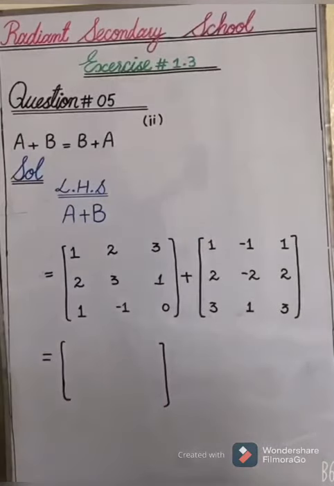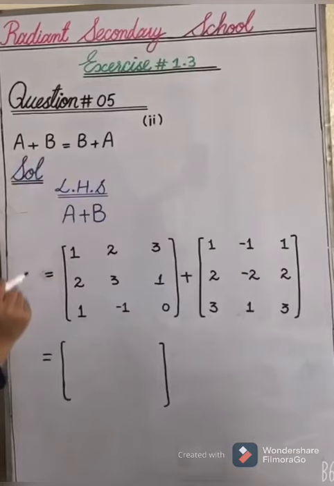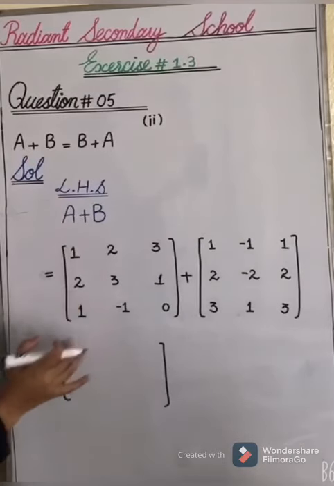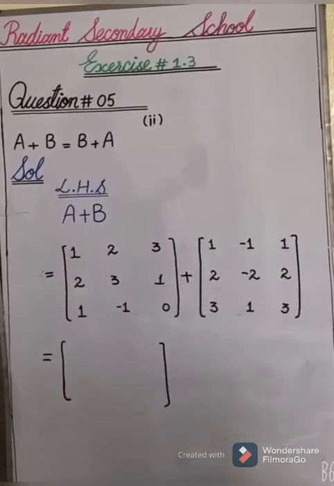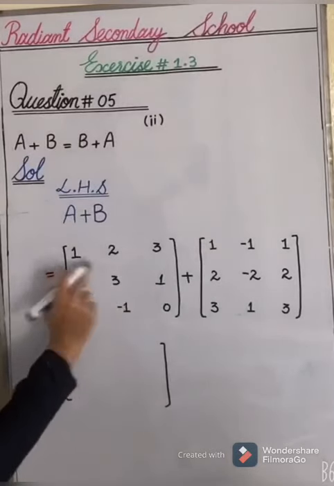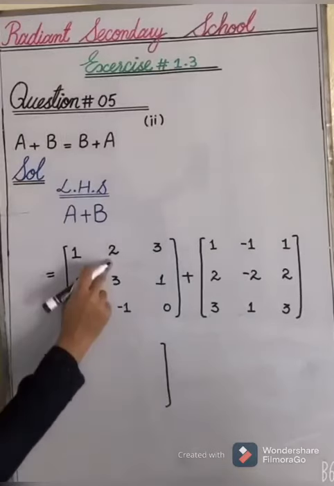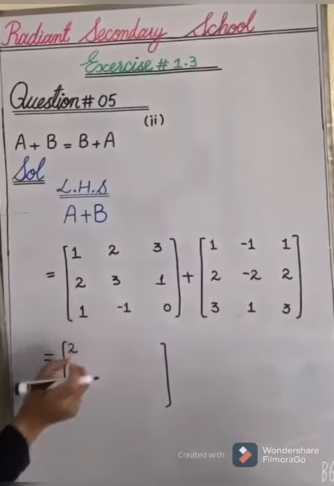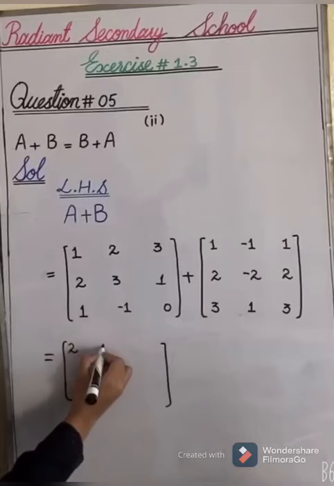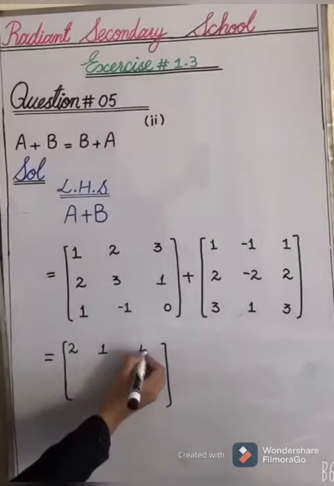What we are going to do is solve the left hand side of this property, which is A plus B. We will add these two matrices, and addition is quite simple. We add the corresponding entries of these two matrices. So 1 plus 1 would be equal to 2. 2 minus 1 would be equal to 1, and 3 plus 1 would be equal to 4.